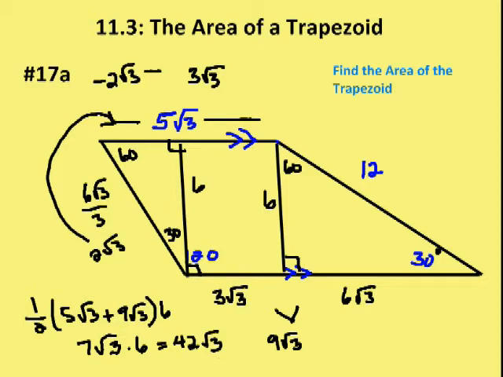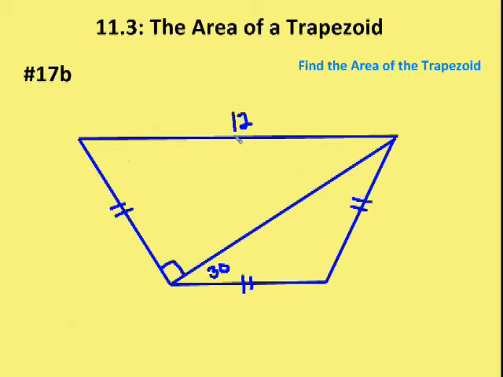Moving on to the next problem. We're asked to find the area of the trapezoid. And again, we're looking at 30, 60, 90 triangles. We know that one of the bases is 12. We know that this angle is 30, and we know that one of the bases and the two legs are going to be congruent. Now, we also know, because the two legs are congruent, that we have an isosceles trapezoid.